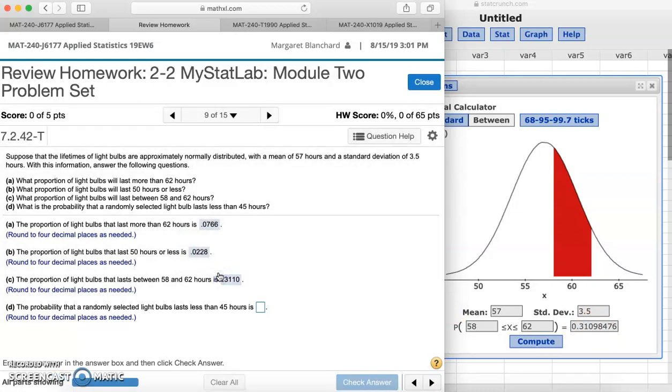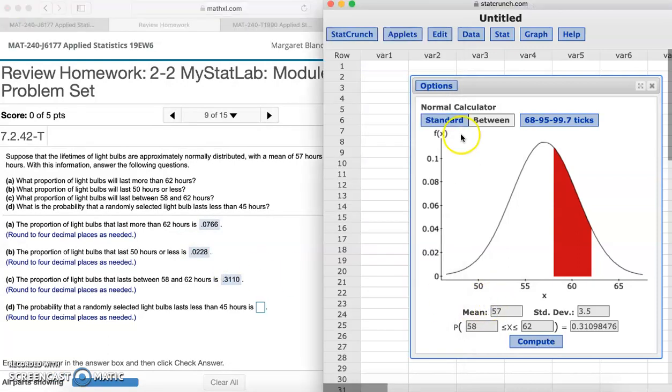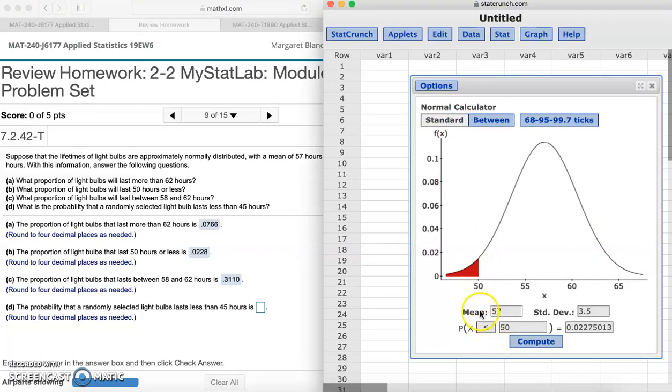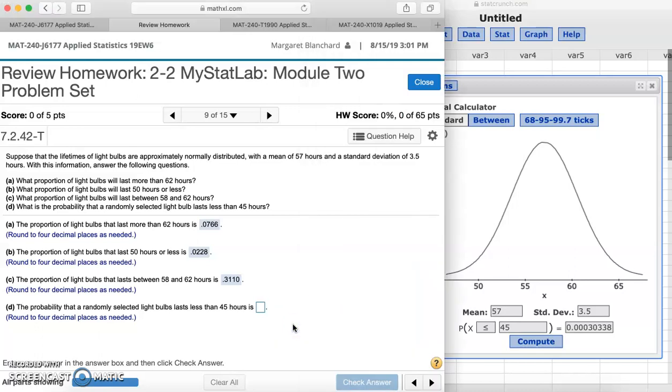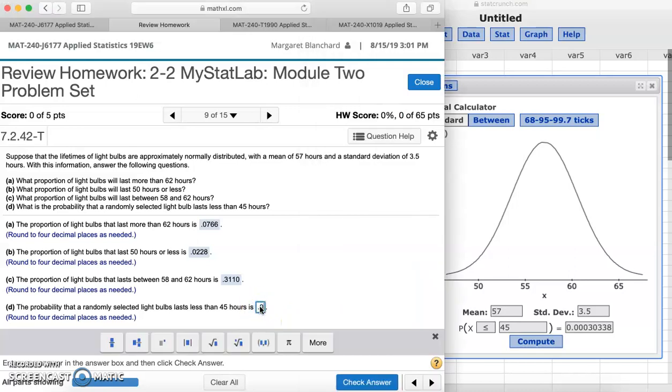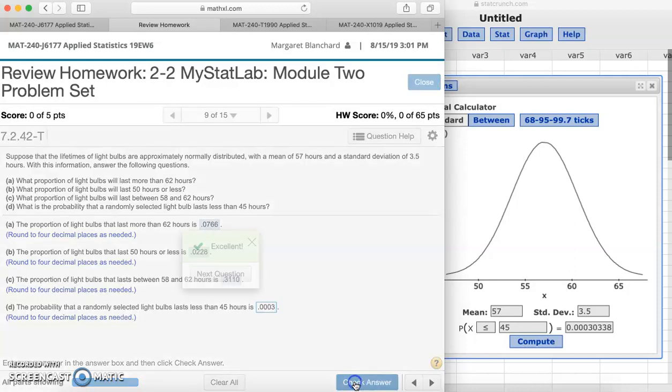The probability that a randomly selected light bulb lasts less than 45 hours. So we're going to go back to standard. Less than is already selected, and then we're going to put 45 in here. Click compute, and that gives us 0.0003. Check answer. Excellent. All right, that's how you do problem number 9 using just StatCrunch. So you can use this on other problems as well. If you have any questions, let me know.